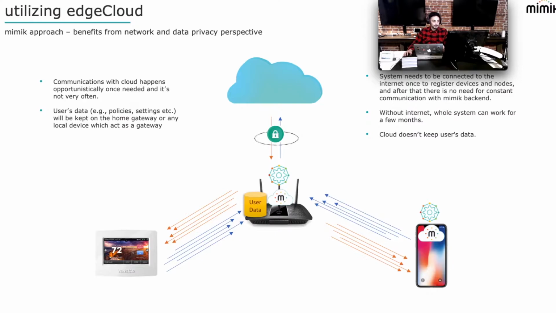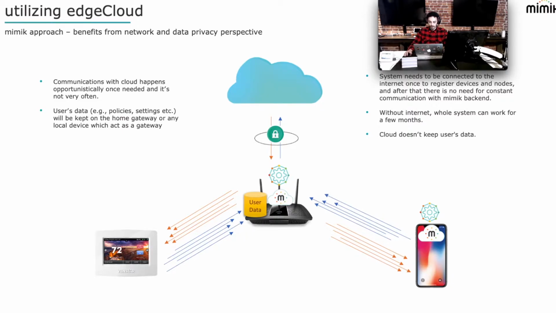Now we'll look at the Mimik approach and utilizing Edge Cloud. We'll look at the benefits from a network and data privacy perspective. In previous slides, we mentioned that everything takes place on the cloud. All the processing takes place there. All of the device knowledge is stored there. Cloud has to manage inbound requests from application and respond to both application and send user requests to IoT device or devices.